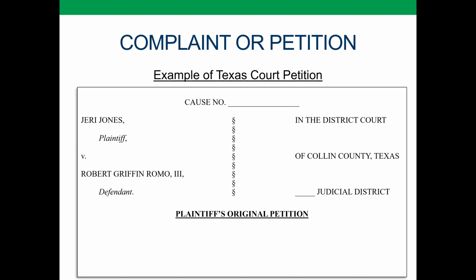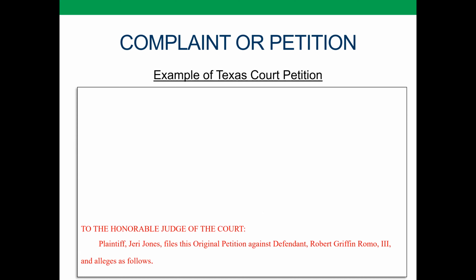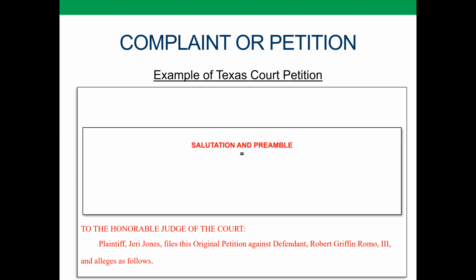Now, so this is the caption of the document. The language right below it is very traditional. It's been around a long time, but it's not strictly necessary. The salutation is the language to the honorable judge of the court. Older forms will say to the honorable judge of said court, said meaning the previously identified court from the caption. And then the sentence below that is simply a preamble telling the court, I, the plaintiff, am filing this document.